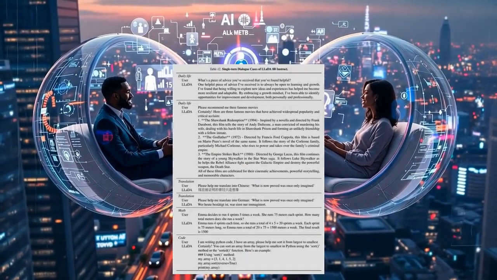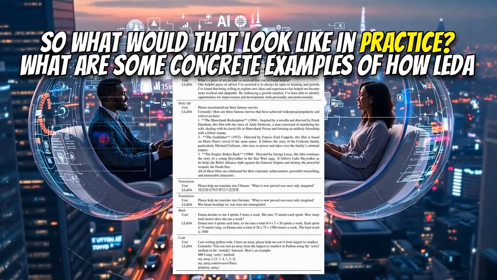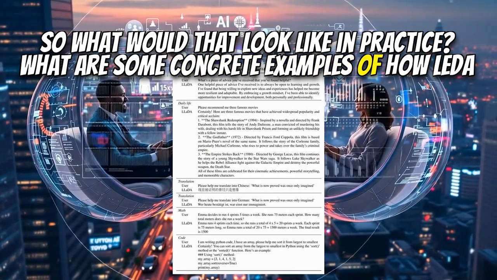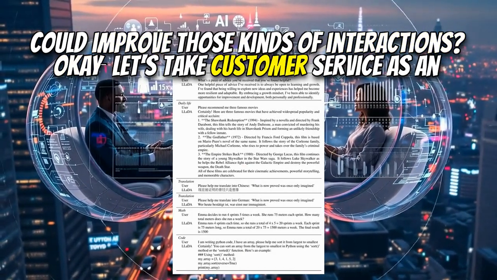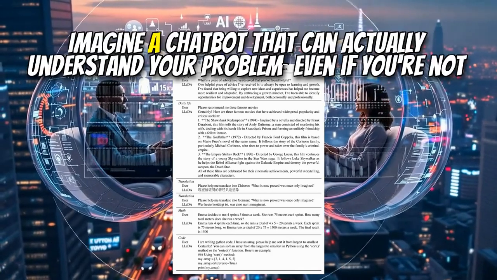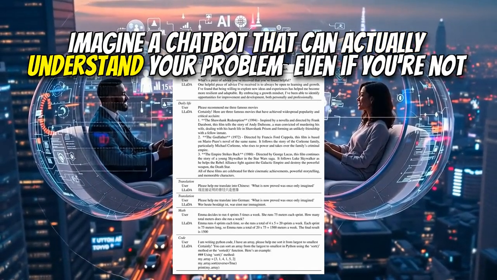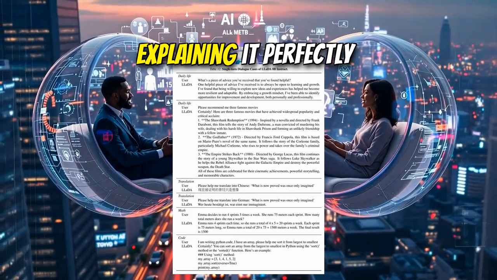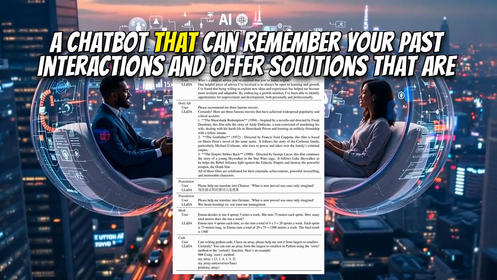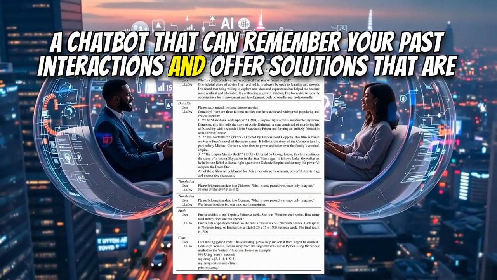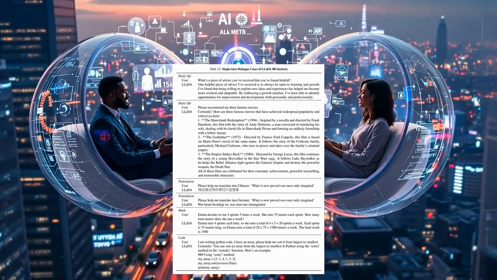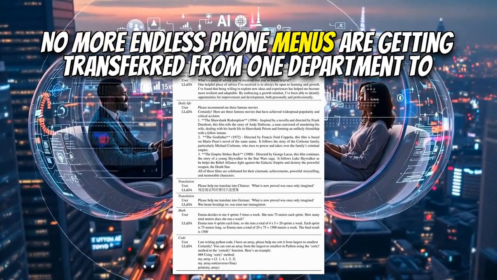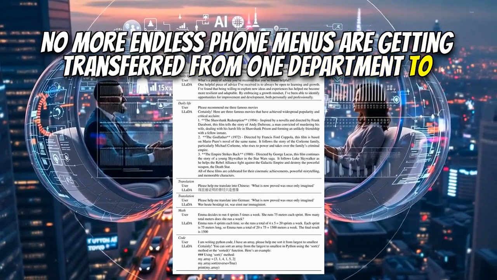Okay, I see what you mean. So what would that look like in practice? What are some concrete examples of how LLaDA could improve those kinds of interactions? Okay, let's take customer service as an example. Imagine a chatbot that can actually understand your problem, even if you're not explaining it perfectly. A chatbot that can remember your past interactions and offer solutions that are actually personalized. Oh man, that would be amazing. No more endless phone menus or getting transferred from one department to another.